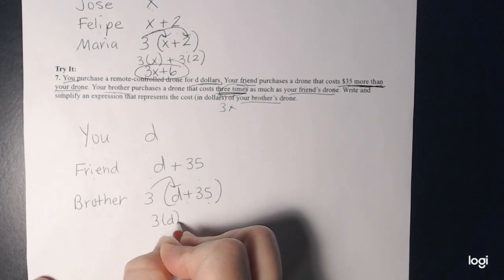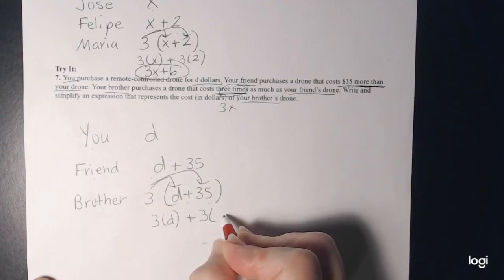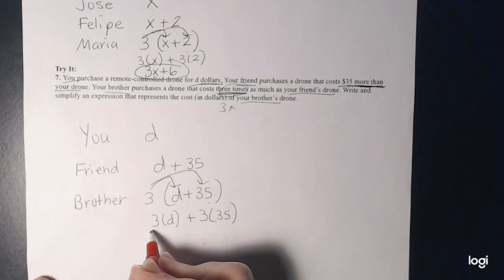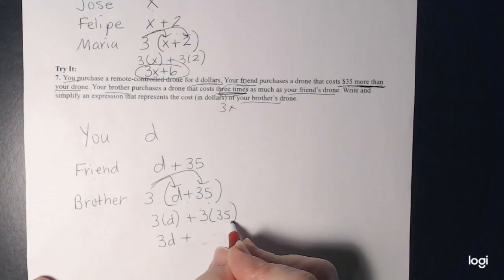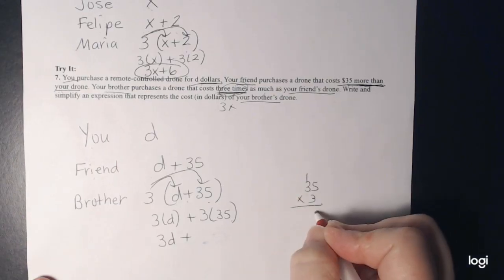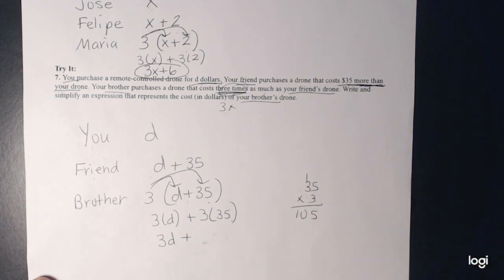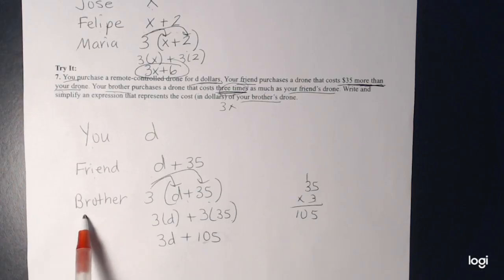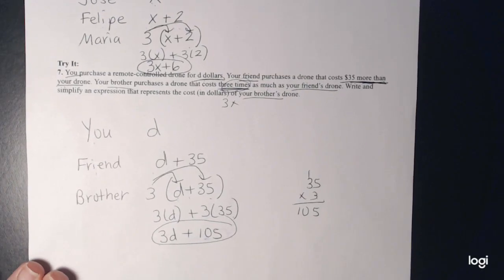3 times D plus 3 times 35. Okay, 3 times D is 3D. And 3 times 35, well, let's just go over here to make sure we do this correctly. 5 times 3 is 15. 3 times 3 is 9 plus 1 is 10. So we have 105. So our final answer for our brother is the expression 3D plus 105.